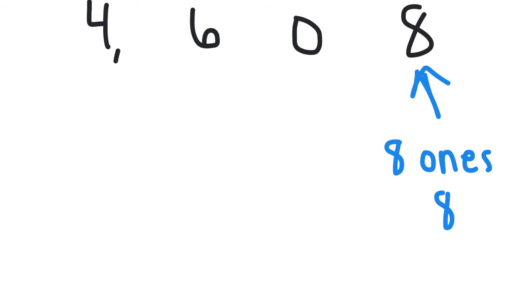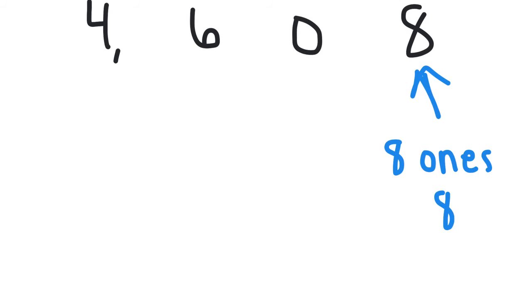Let's look at this number. I know that this number is 4,608. I need to look at each of these places, these digits, and determine the value of each digit. Remember, the place value depends on where the number is and how much it's worth. Let's start in the ones place. I have an 8 in my ones place. So that would be 8 ones, which is the same as just 8.